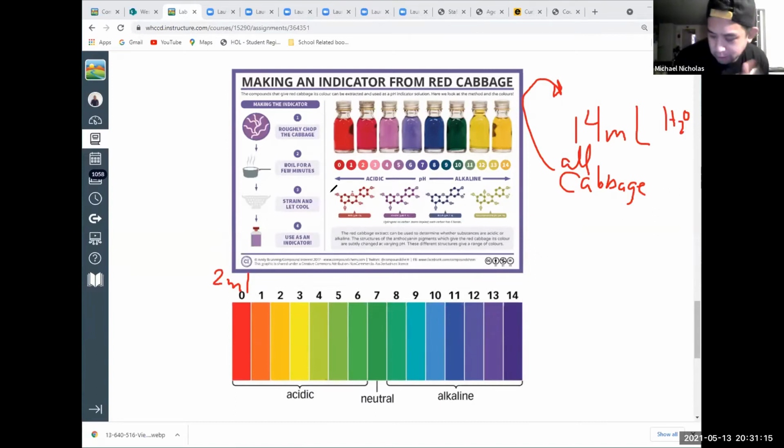No, the cabbage goes into the solutions. You're using the indicator to determine the pH, so you're going to put 2 mils in each of your tubes. You're going to put 2 mils in your baking soda, then 2 mils in your vinegar, and then 2 mils in your Kool-Aid.